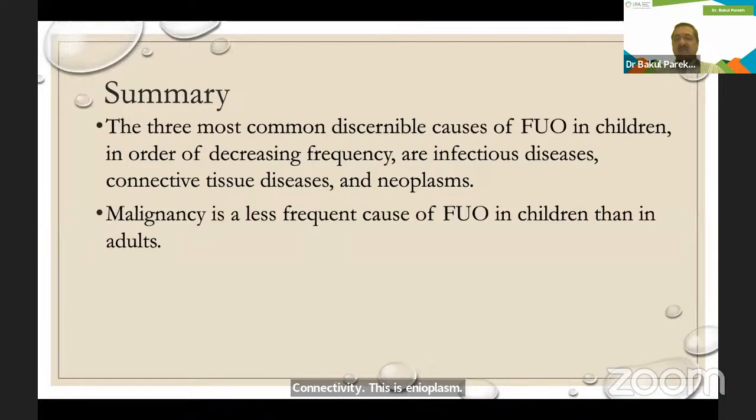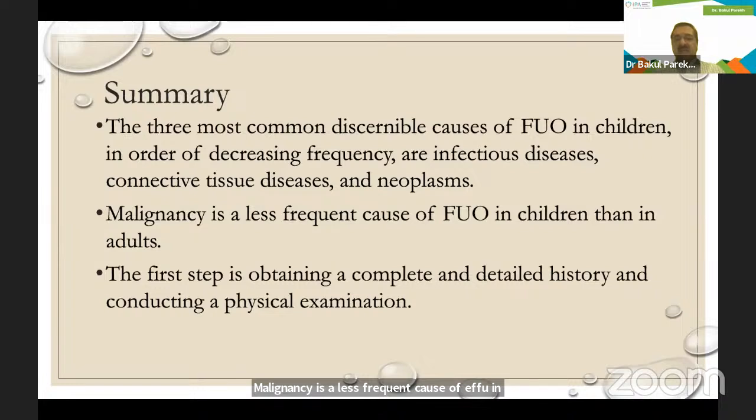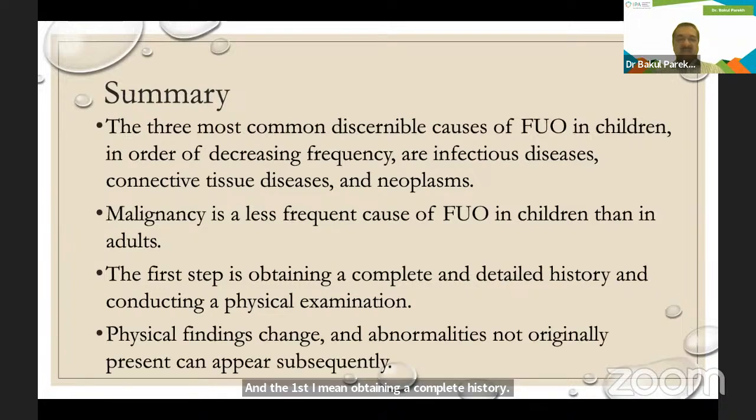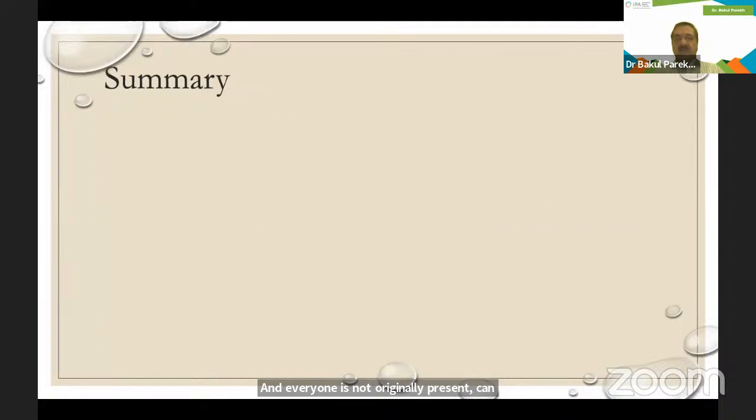Malignancy is a less frequent cause of FEO in children as compared to adults. The first step is obtaining a complete and detailed history and conducting a physical examination. Physical findings change. They may not remain there, or may appear in series, and may not come up directly. So we have to observe the behavior and progress of the fever as well as the signs and symptoms. An abnormality not originally present can appear subsequently, which may give you a clue.